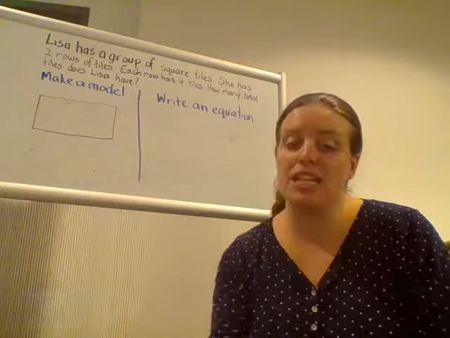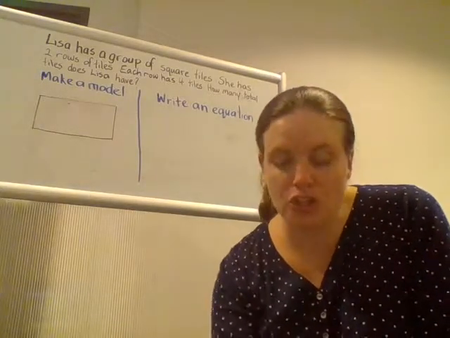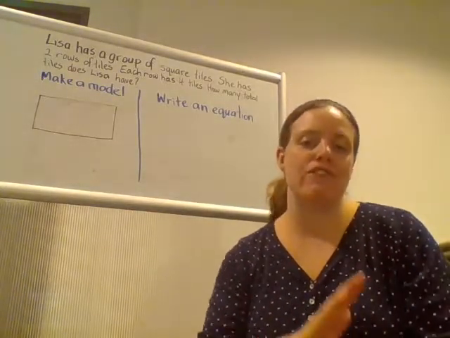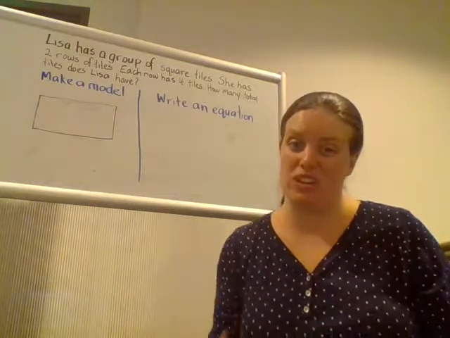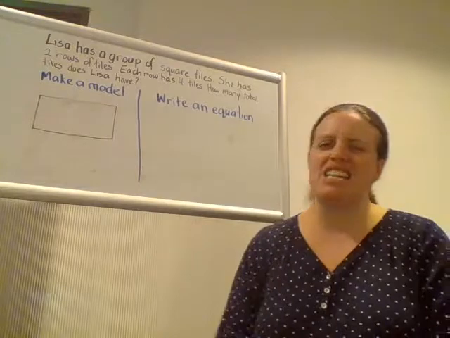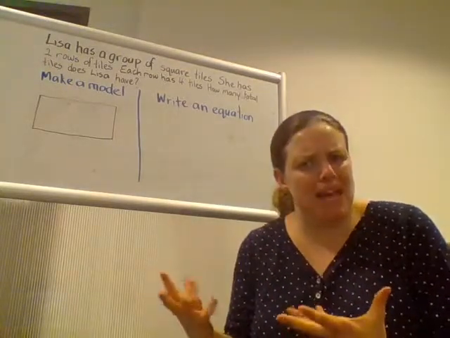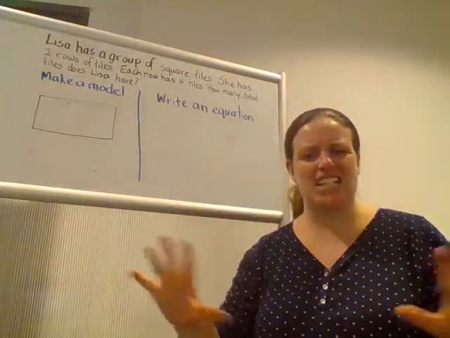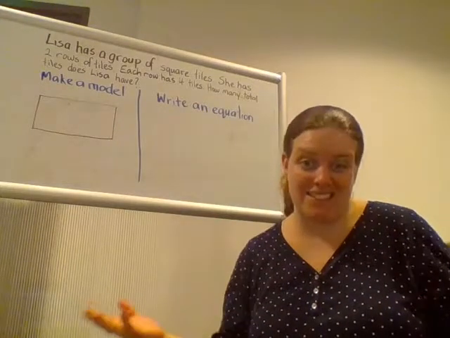Now, as I mentioned in the first example, you could draw a picture instead. So the first example, we're talking about rows of trees. So it makes sense to draw rows of trees. When we're thinking about tiles though, I think a model is better. Because when you think about how tiles are laid, they look like an array. They look like a model.